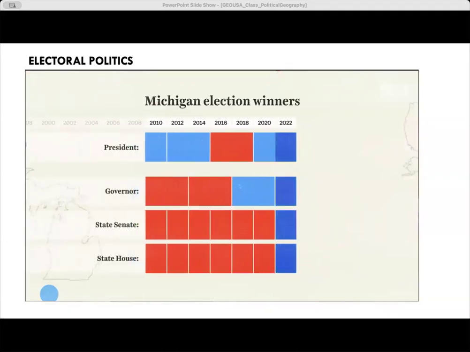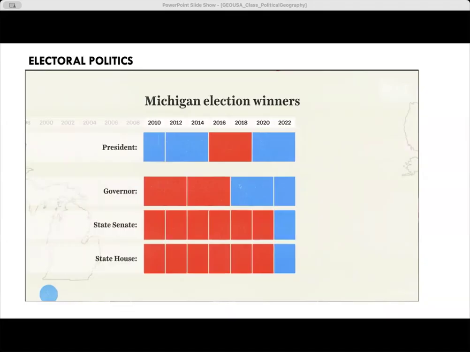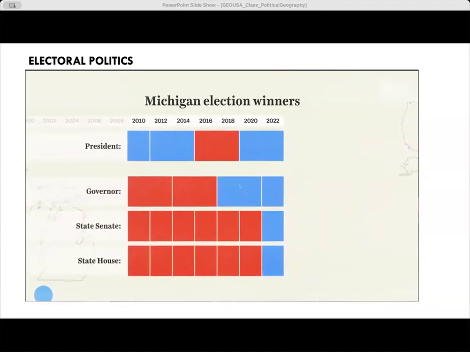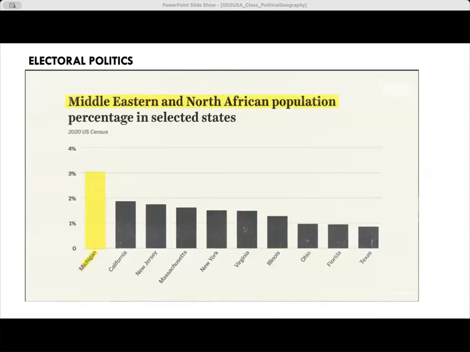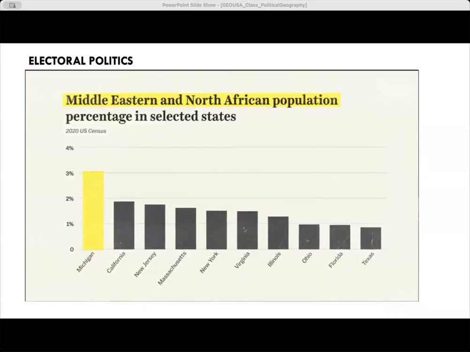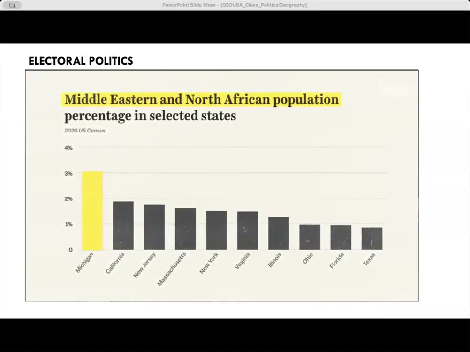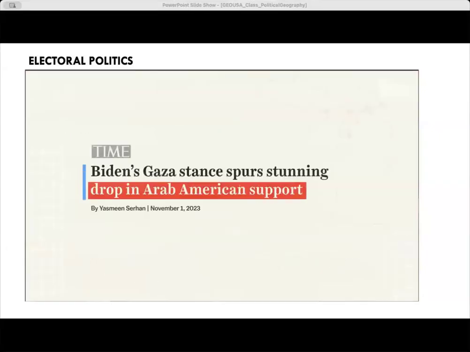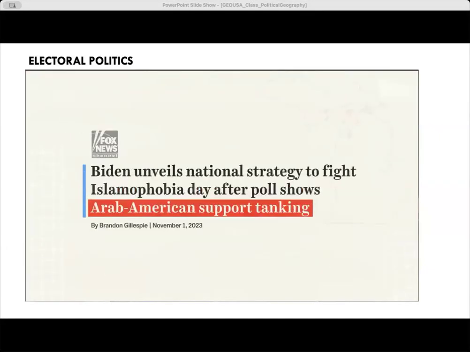It's tempting to think that Michigan is just a blue state now, but it won't take much to make it swing back. For example, Michigan is about 3% Middle Eastern North African. Doesn't sound like much, but that actually makes it the most Arab American state in the country by far, and that would be worth paying attention to if, for example, something were to happen that made Arab American support for Joe Biden go way down.